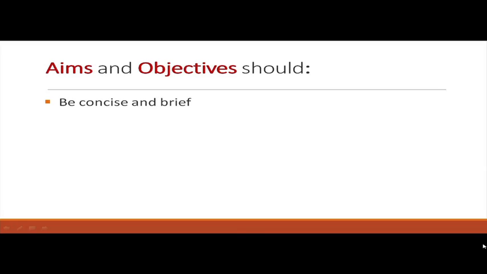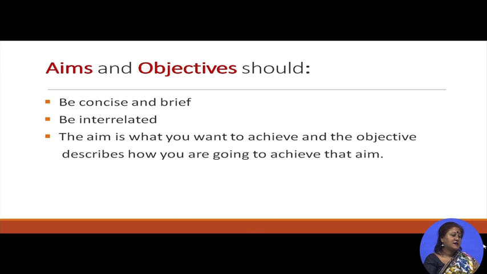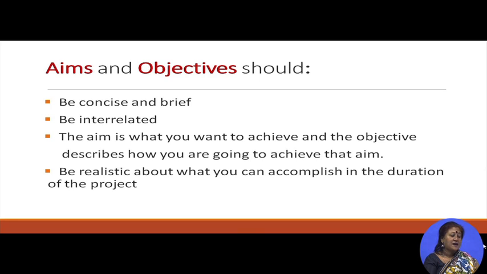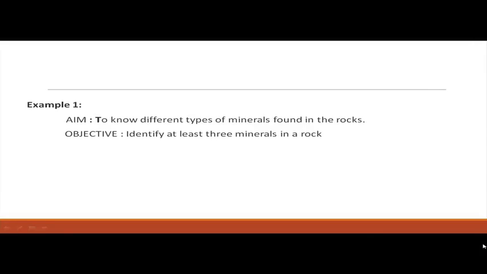Now, aims and objectives should be concise and brief, and they should be interrelated. The aim is what you want to achieve, and the objective describes how you are going to achieve the aim. It should be realistic about what you can accomplish in the duration of the project. Suppose an example: the aim is to know the different types of minerals found in rocks. This is the aim. An objective, I will say, is to identify at least 3 minerals in a rock.